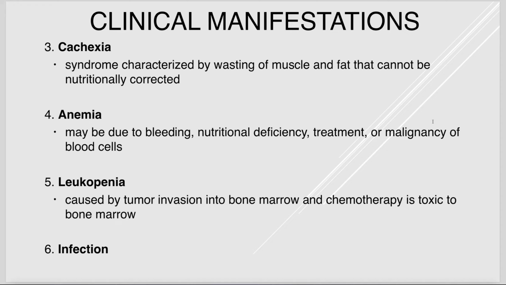Anemia, this can be due to bleeding, of course, but also nutritional deficiency, as well as cancers of the blood cells themselves, and chemotherapy is pretty toxic to bone marrow, so a lot of times you will see anemia, as well as leukopenia. So leukopenia, which is a low level of white blood cells, again, this can be due to chemotherapy, or even a tumor that has invaded the red bone marrow. And of course, infection, because these people are immunocompromised.